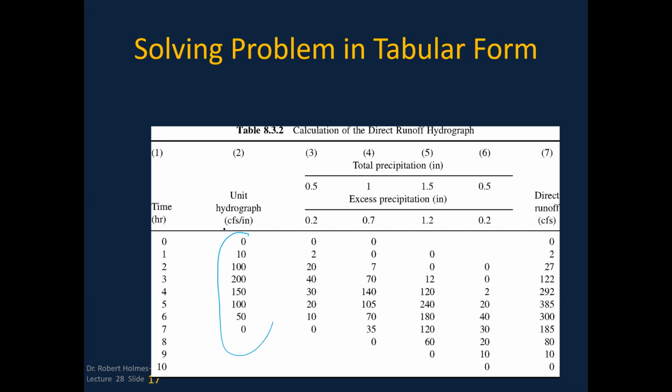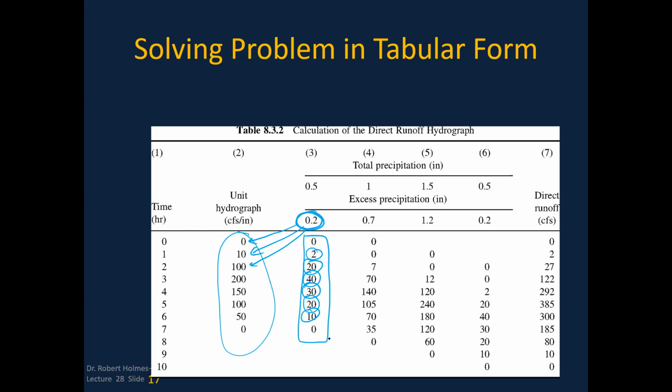Here's my unit hydrograph. Now, instead of using those equations, I can do this in tabular form. So now what I do is I write my unit hydrograph out here, and 0.2 is my first order of excess precipitation. You can see down this column, I've multiplied each one of the unit hydrograph ordinates by the value 0.2, and they make it over into this column.